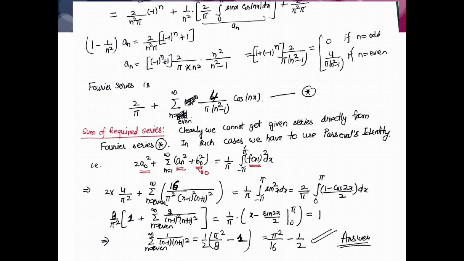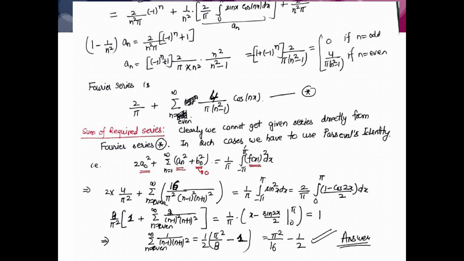Now to find the sum of the required series, there are two options. First, we try to get the required series from the Fourier series directly. But here you can see you can try 0, π, -π, ±π/2, but we don't get the required series. So in such cases, when we can't get the required series from the Fourier series directly, then we have to use Parseval's identity.